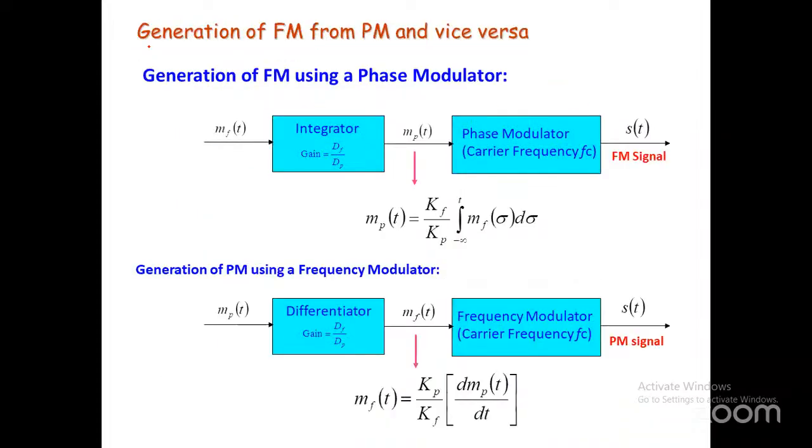So this is the block diagram of generation of PM and FM and vice versa. m(t) passed through a differentiator gives phase modulation. m(t) passed through an integrator gives frequency modulation. So like this, you will have both the frequency and phase modulated waves by using simply a differentiator and an integrator.